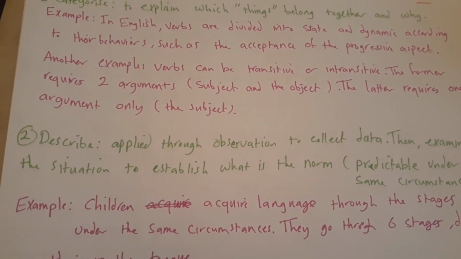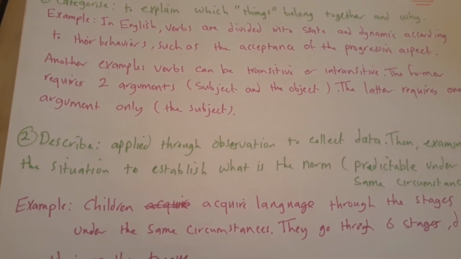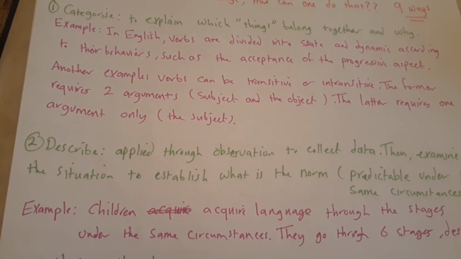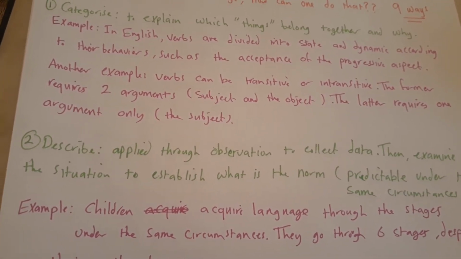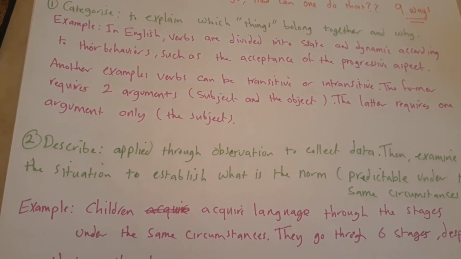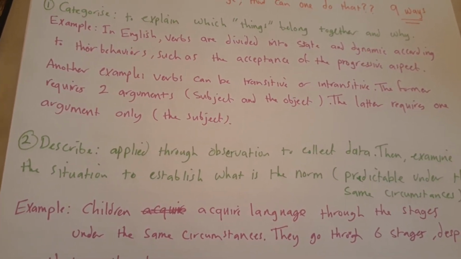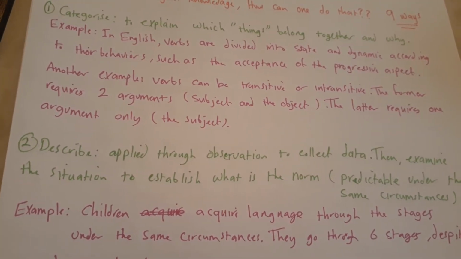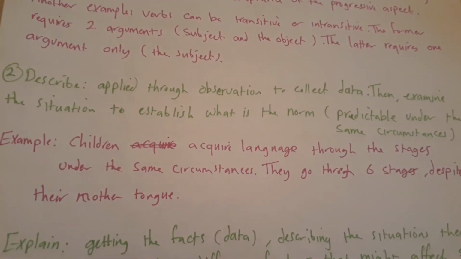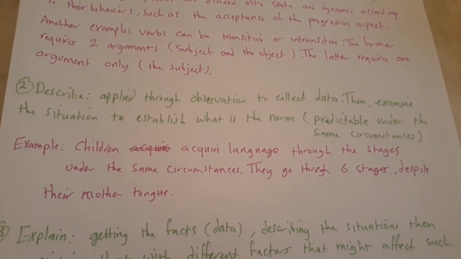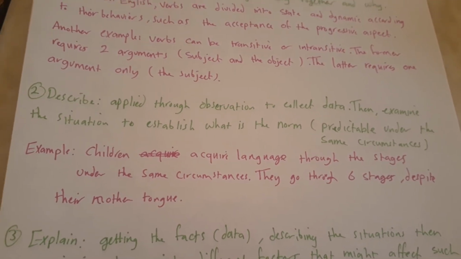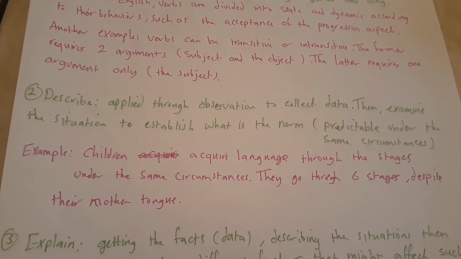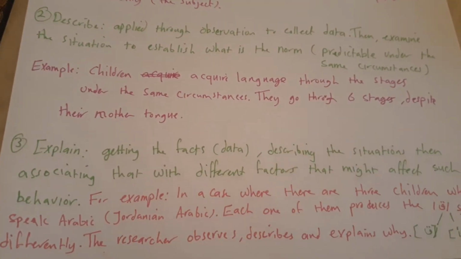The second way is to describe. You can apply this through observation. So you have to observe a certain situation. Then you collect data. After that, you try to examine the situation in order to establish what is the norm. It means that you want to see if there is a predictable behavior under the same circumstances. For example, children acquire language through the same stages under the same circumstances. They go through 6 stages, as you know, despite their mother tongues. And I think you studied this in psycholinguistics.